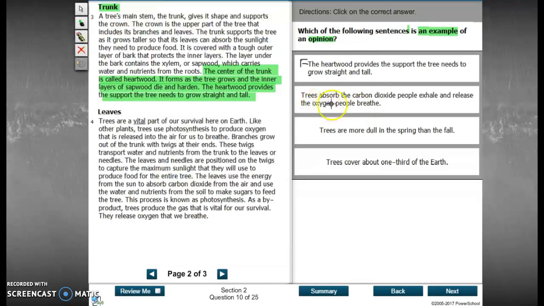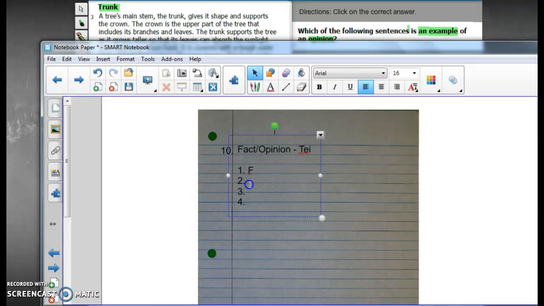Choice 2: trees absorb the carbon dioxide people exhale and release the oxygen people breathe. Ask yourself, is that a fact? Can it be proven? Or is it an opinion? That, again, is a fact. So I'm going to come into my loose leaf next to number 2, F for fact.